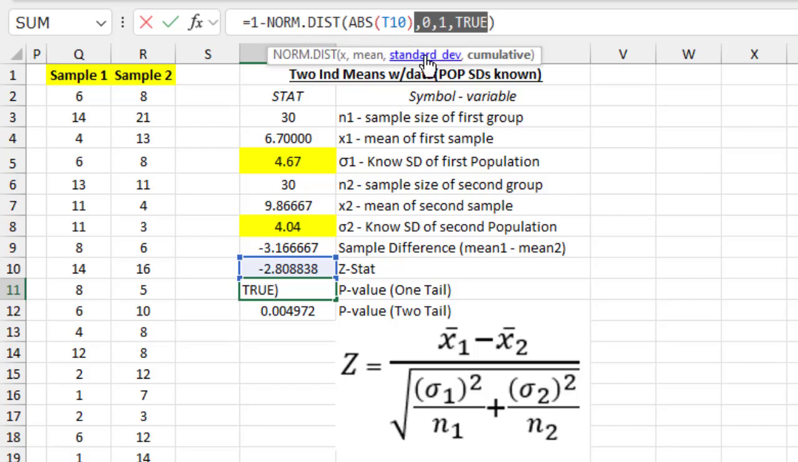Why do we have 0, 1, and TRUE? Well, the way the NORM.DIST function works, as you can see down here, first you give it your x value, or in this case our z-score. Then you give it the mean and standard deviation of your sample distribution. Since we're doing z-scores, we're on the standard normal z distribution, which has a mean of 0 and a standard deviation of 1. And then cumulative just means, do we actually want all of the area below it? Yes, we do. So that's why we do TRUE. Okay, so that's how it works.